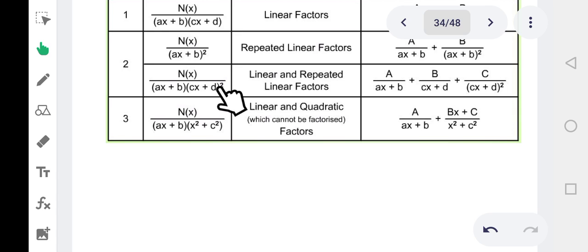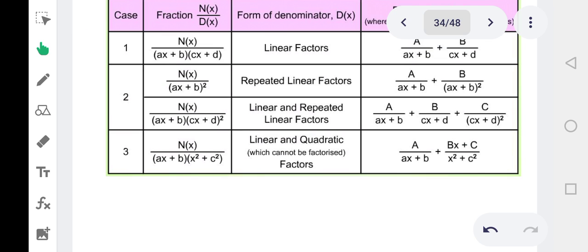How can you do it? So the first is A over ax plus b, then plus B over cx plus d, plus C over cx plus d. So what you're simply doing here is that this part is just a combination of the first and the second. Okay, so if you just combine this and this, we are getting this thing we're talking about here, the linear and the repeated linear factors. So it's very simple, right?